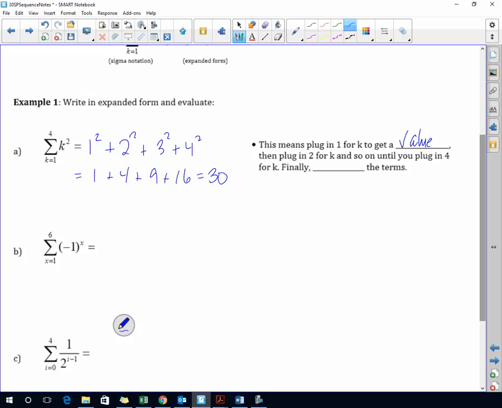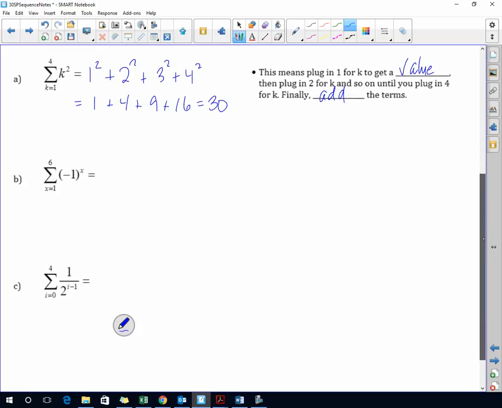So we're starting where x is 1. Notice I changed the variable. It doesn't matter what the variable is. That's why it's a variable. It can be any letter. So we're plugging 1 in for x all the way up to 6. So negative 1 to the power 1, plus negative 1 to the power 2, plus negative 1 to the power 3, plus negative 1 to the power 4, plus negative 1 to the power 5, plus negative 1 to the power 6.